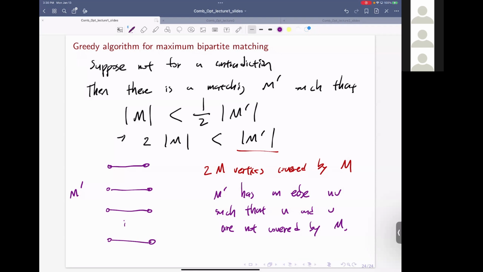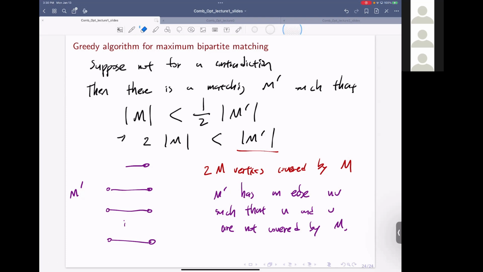Now what I'm gonna show is that M is not a maximal matching, if you assume that there's another matching M prime whose number of edges is more than double the number of edges in matching M. The idea is the following. I'm gonna intersect the edges of M prime using the edges of M. If you take an edge in M, I have two endpoints, so two vertices in each edge.